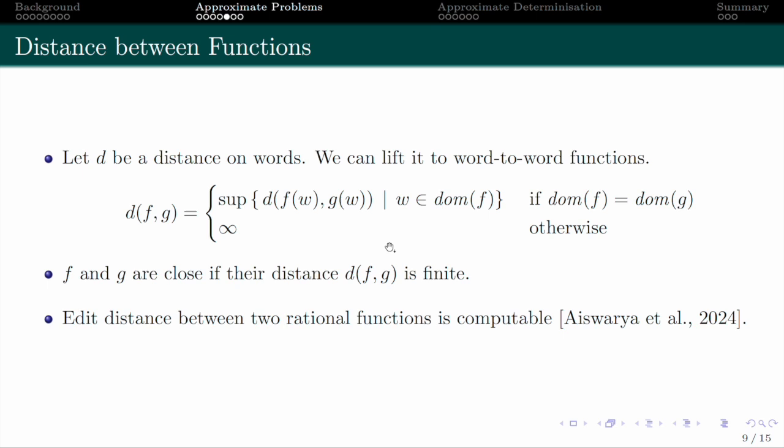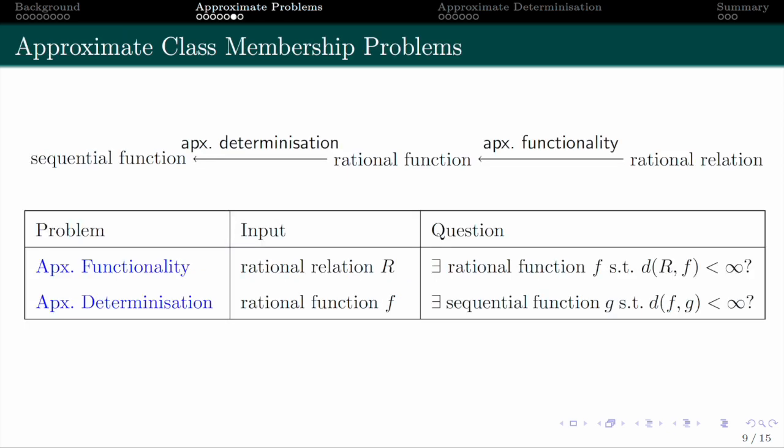And similarly, we can define distance between relations, and we say two functions or relations are close if their distance is finite. It is also known that the edit distance between rational functions is computable. Now we formally define the approximate class membership problems. In approximate functionality, you are given a rational relation and you ask, does there exist a rational function such that their distance is finite? Similarly, in approximate determinization, you are given a rational function and you ask, does there exist a sequential function such that their distance is finite?